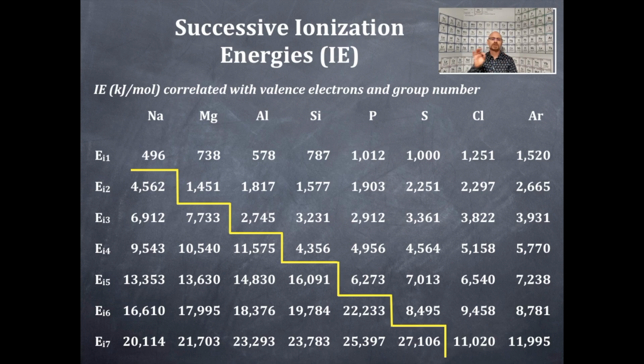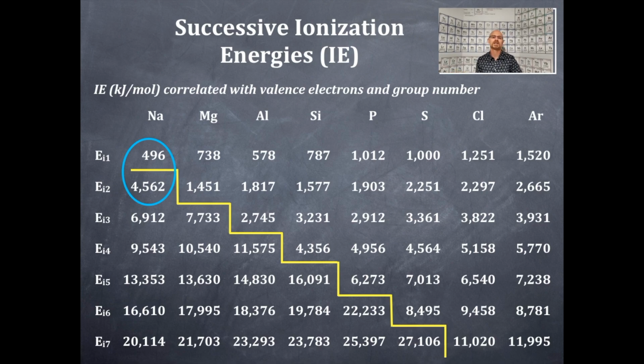If you look on the very top of this graphic here, I have the elements written down as far as their symbol, like Na for sodium, Mg for magnesium, aluminum, silicon, phosphorus, sulfur, chlorine, and argon. On the vertical axis are ionization energy 1, ionization energy 2, 3, 4, 5, 6, and 7, respectively. So, if you take a look at sodium, sodium is in group 1.